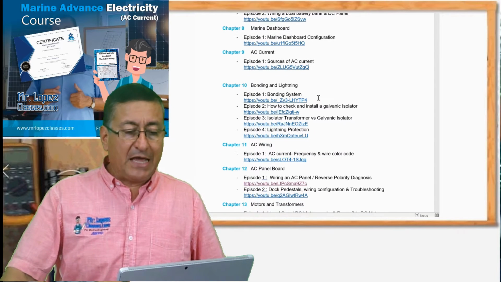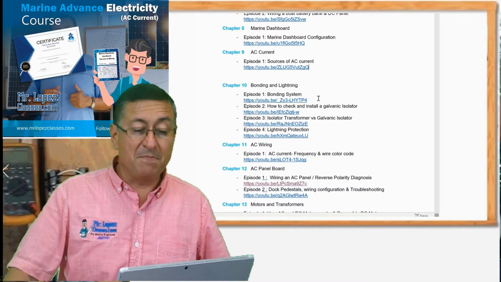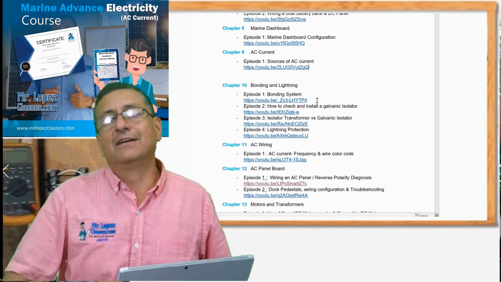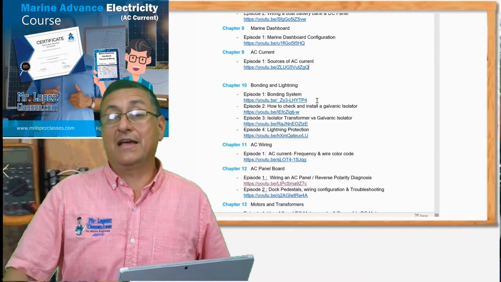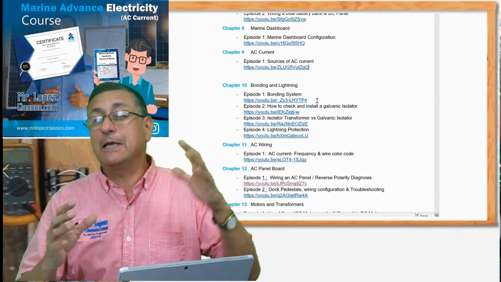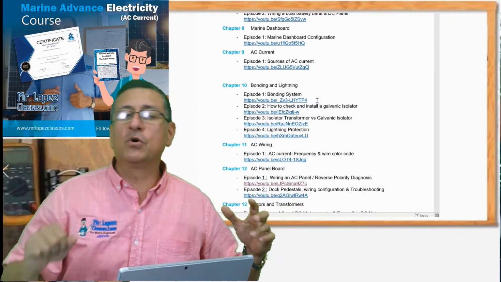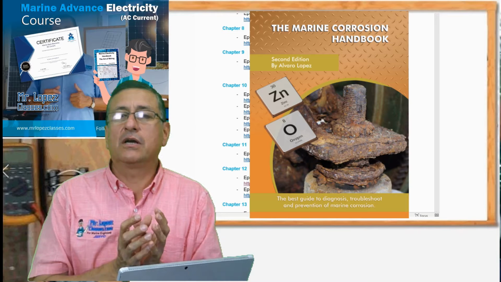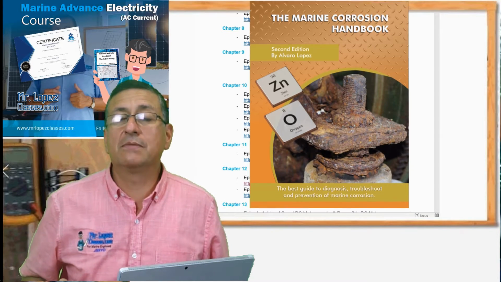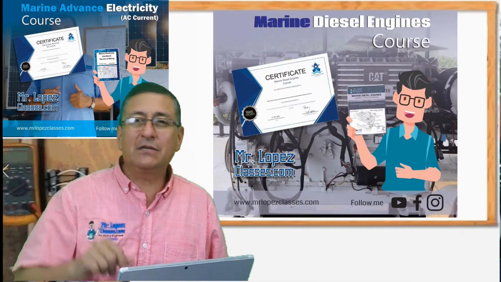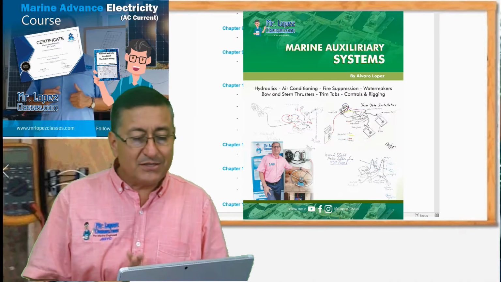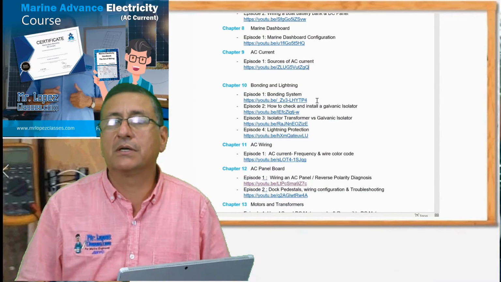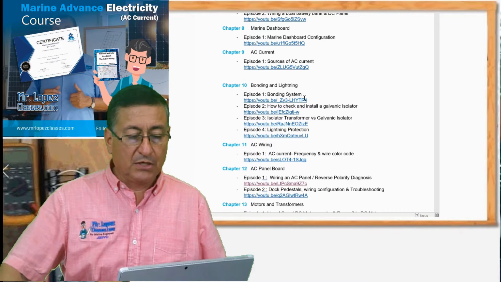In chapter number 10, we have 4 episodes because it's bonding and lighting. This is one of the chapters that we are going to repeat in other books. In the book of corrosion, we are going to use a lot of concepts related with the bonding system, and also in diesel, in the auxiliary system. This is a great chapter. It's composed of 4 episodes.